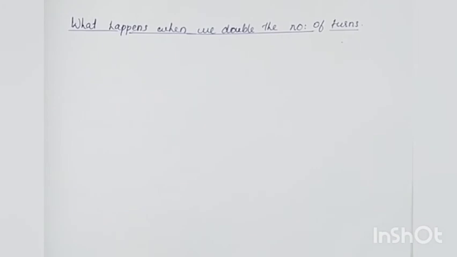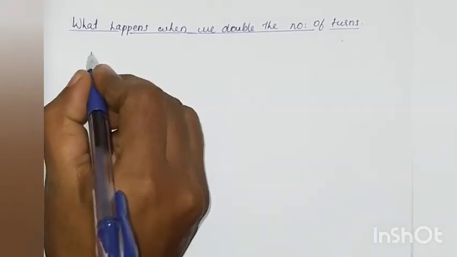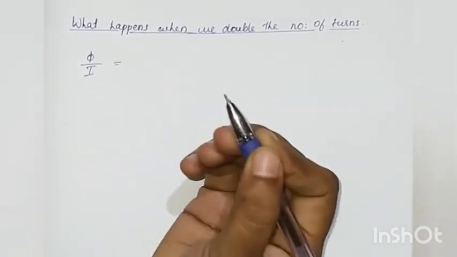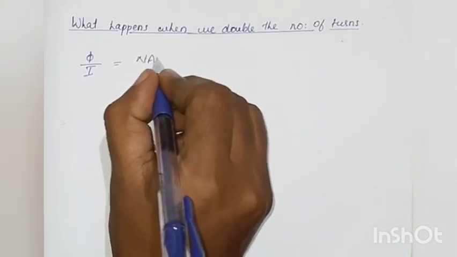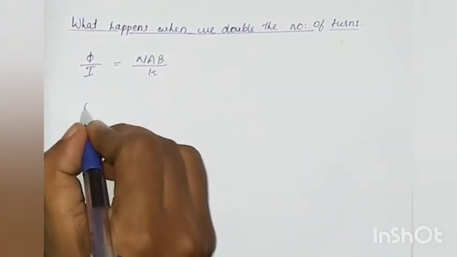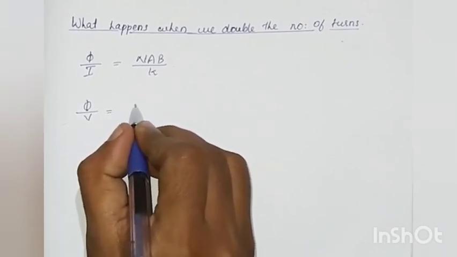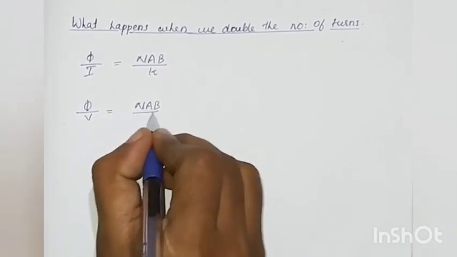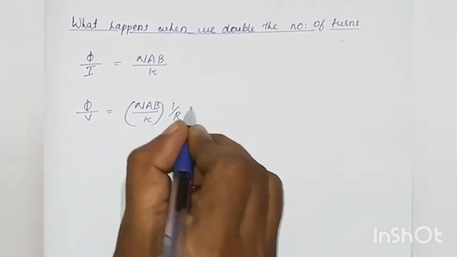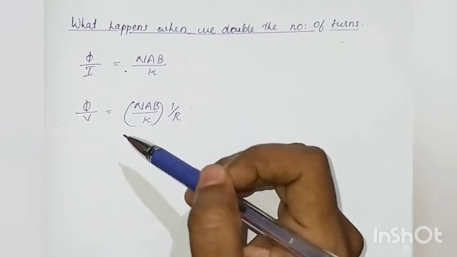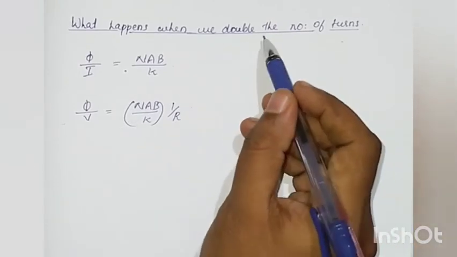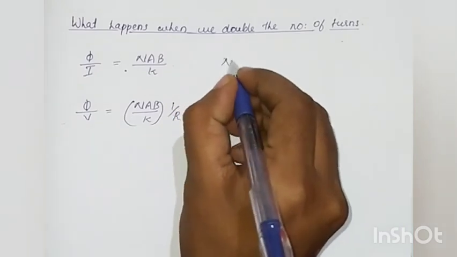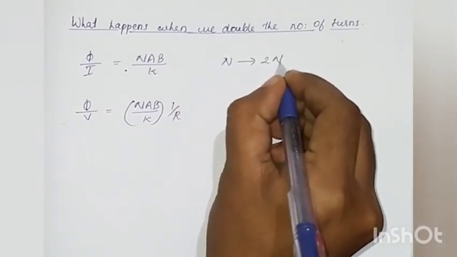So we have already seen how to convert a galvanometer to an ammeter and a voltmeter, and the important factor there is the current sensitivity and the voltage sensitivity, which we have obtained as phi by I, which is the current sensitivity, equal to NAB by K, whereas phi by V, which is the voltage sensitivity, is obtained as NAB by K into 1 by R. Now we are going to see how the current sensitivity and the voltage sensitivity will change when we double the number of turns. That is, N is changed to 2N.